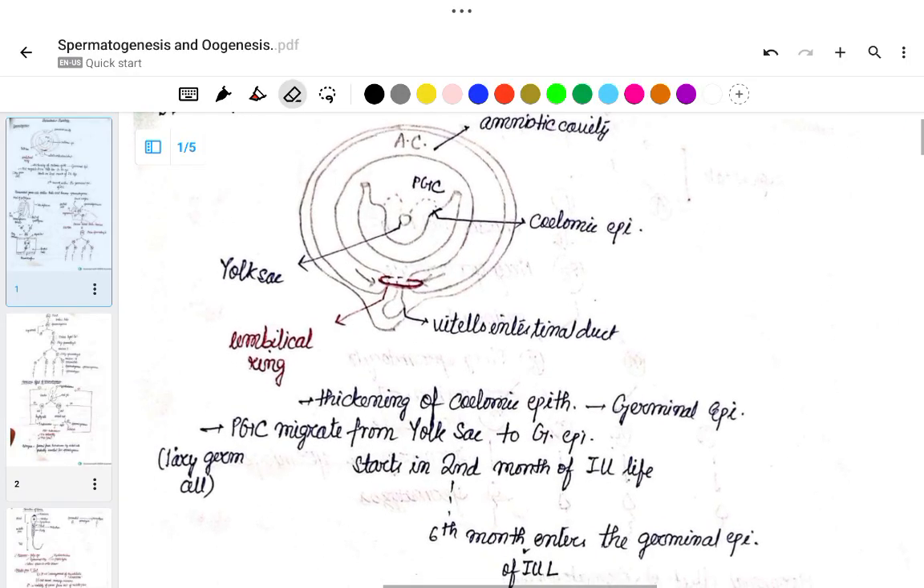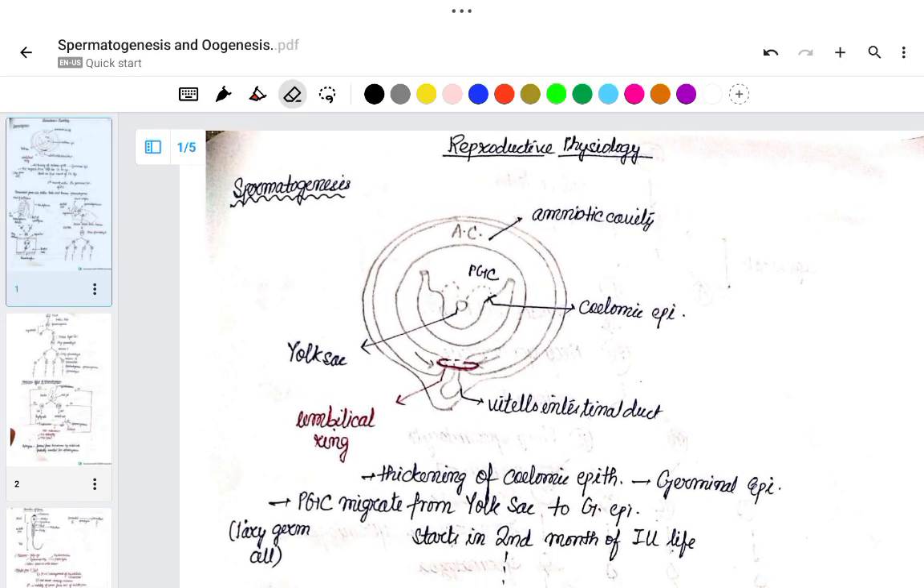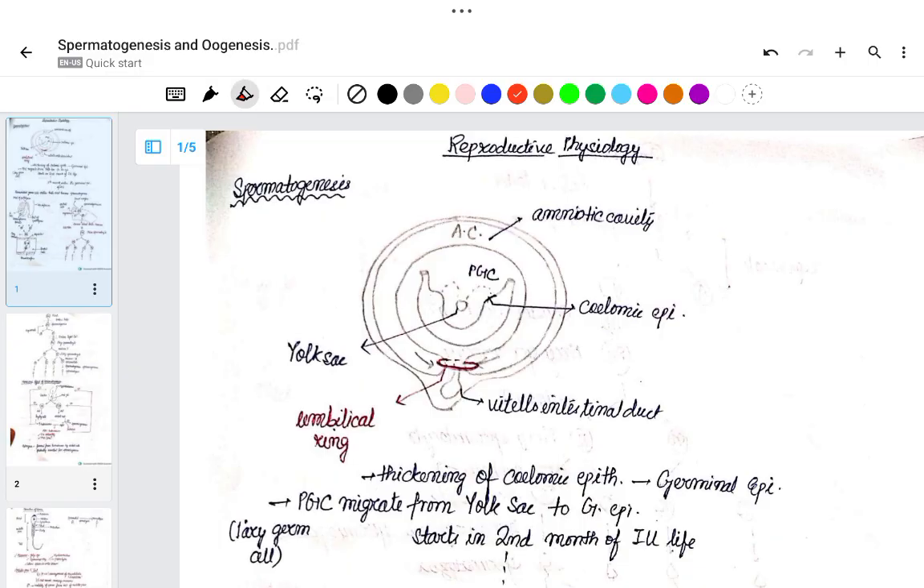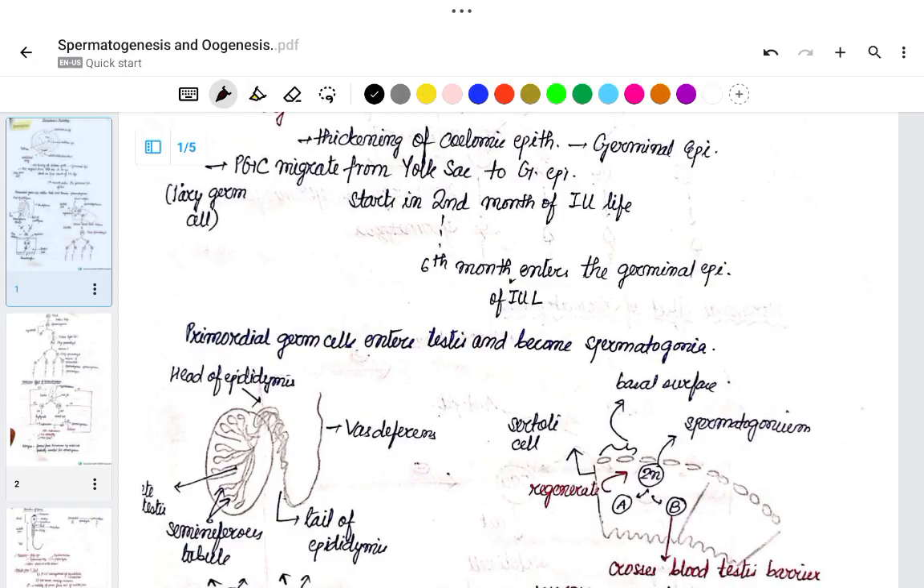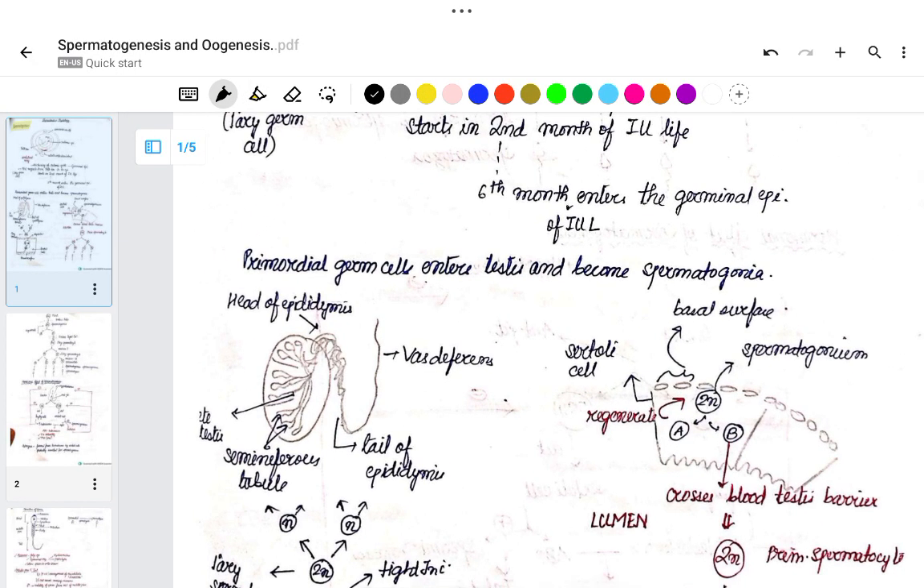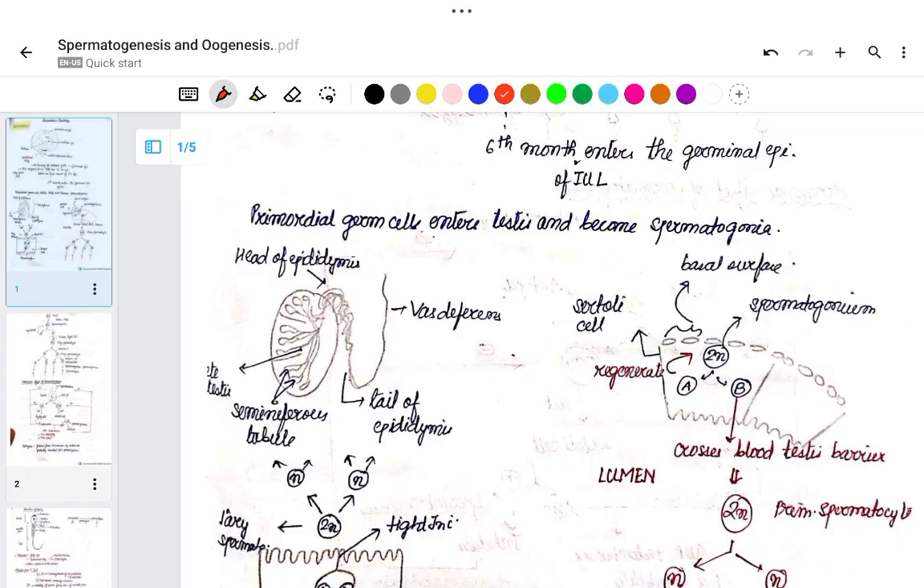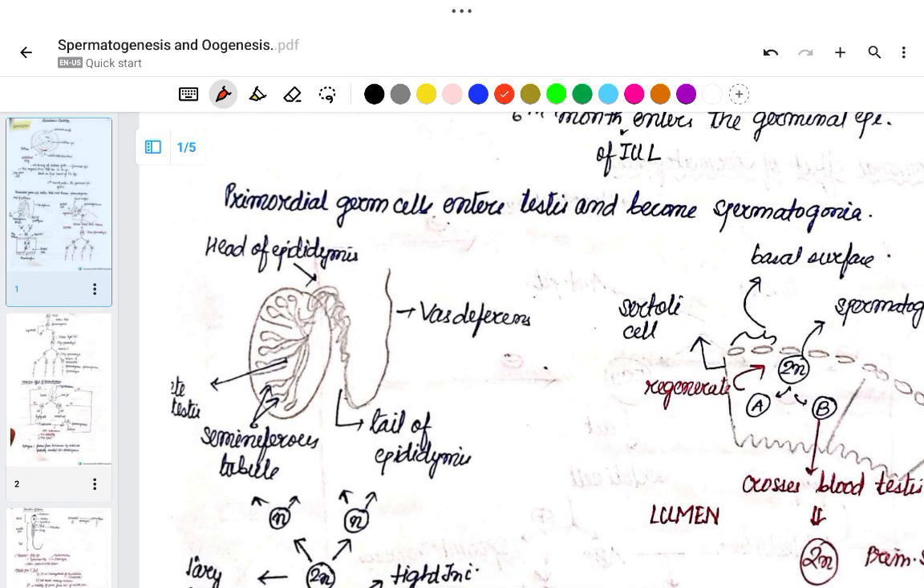Yeah, so now let's come to spermatogenesis. Spermatogenesis is a very important topic that comes in all exams. Both spermatogenesis and oogenesis come up very often in all types of exams. So first we'll see the first point. The first point reads: primordial germ cells enter testis and become spermatogonia.